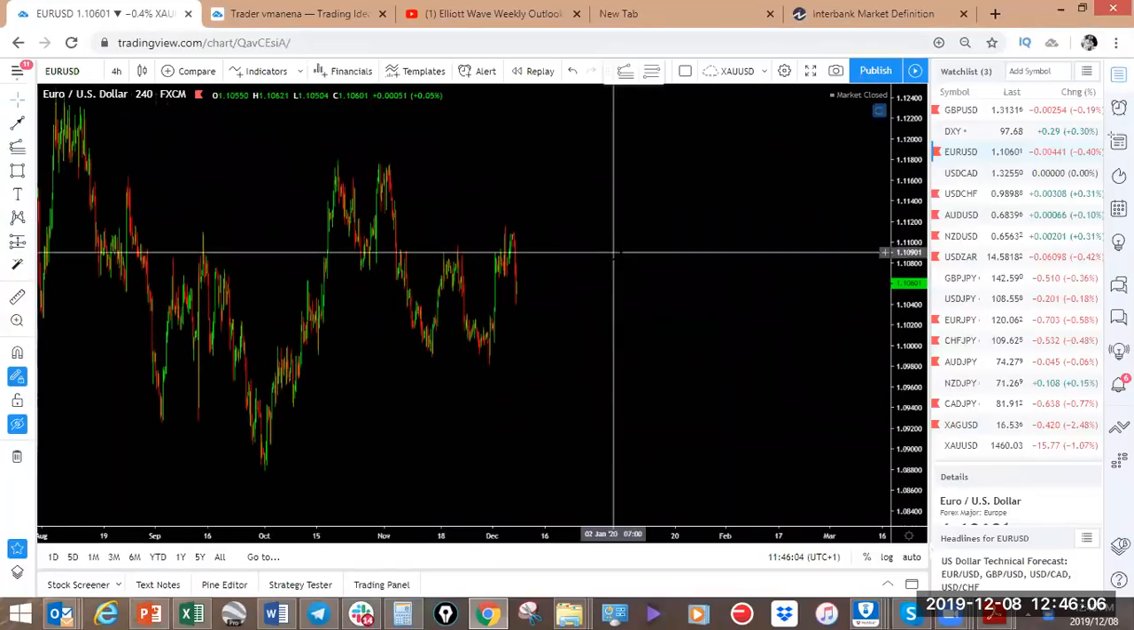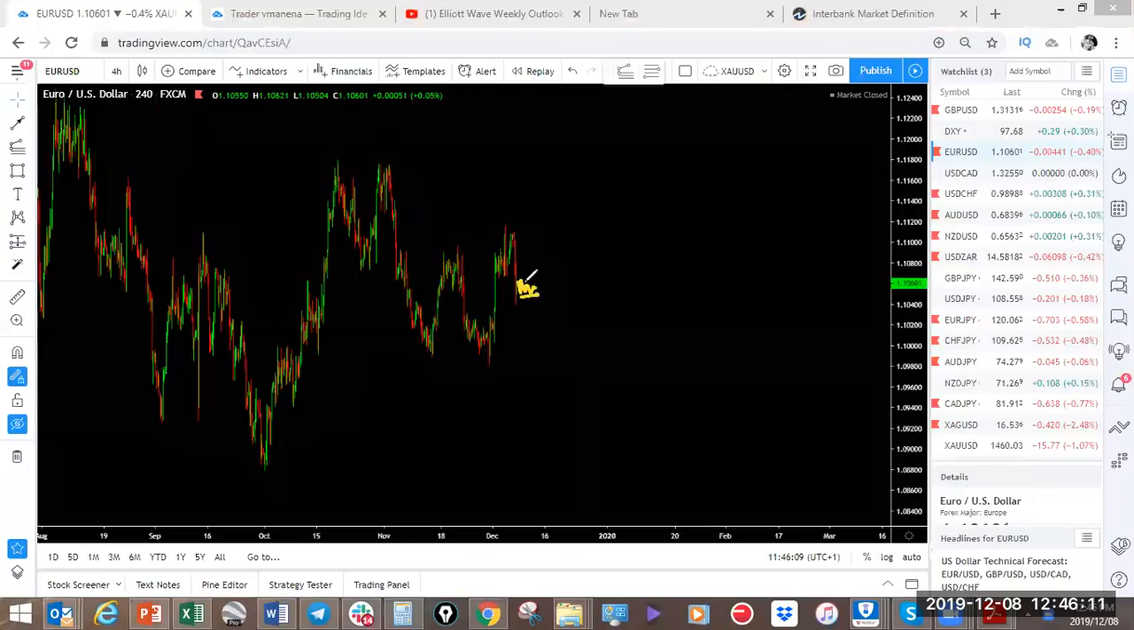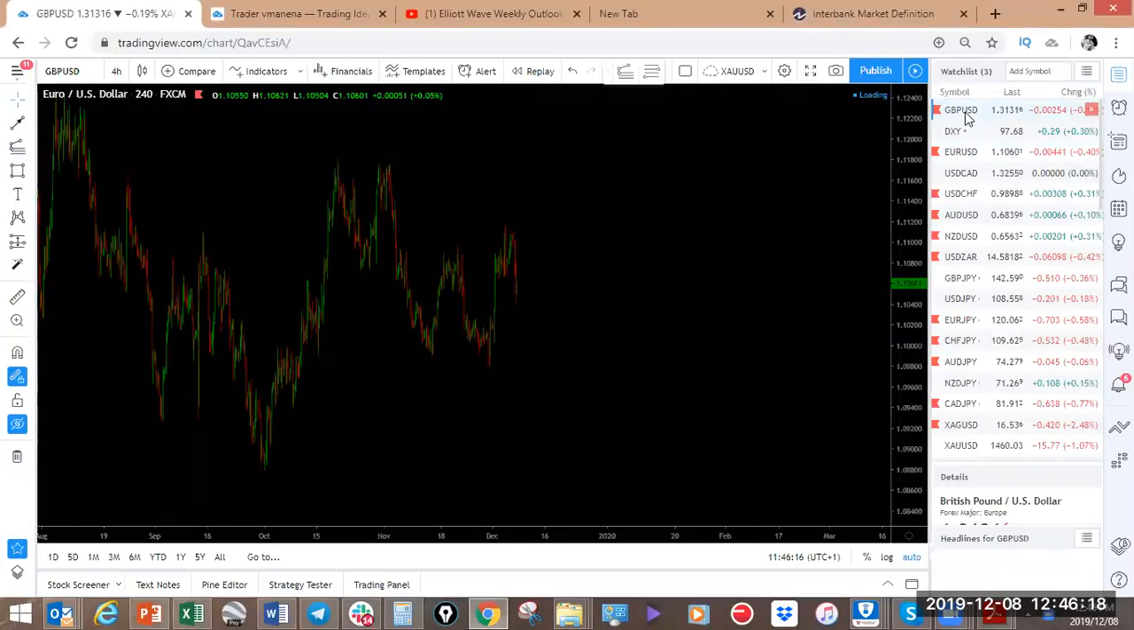All right, so that is what you're looking for. Euro US dollar is straightforward, nothing new to do here. You just wait for a corrective structure. I can only show you the lower degree structure. It's clear what you are going to get here. That is Euro US dollar. Now let's go to pound US dollar.